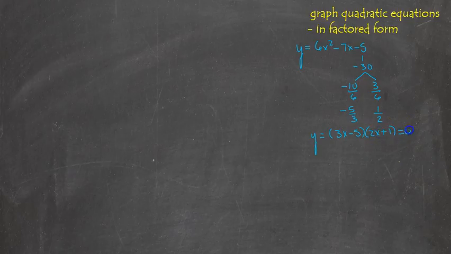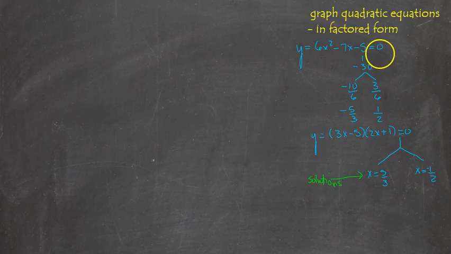If I set this equal to 0, remember, anytime we're graphing, we want to set that equal to 0 anyway. So when I set this equal to 0, then I can use the zero product property to find that x equals 5/3 and x equals -1/2. This tells me, and I talked about this a little bit in the last lesson, these are the solutions. So the solutions to the equation are 5/3 and -1/2.